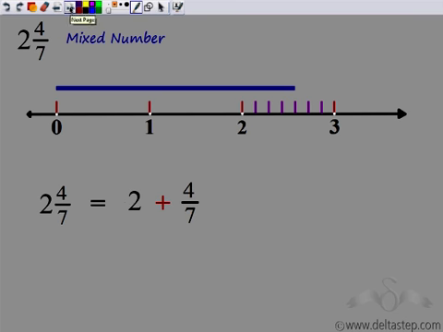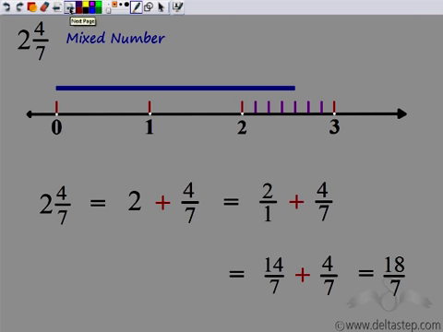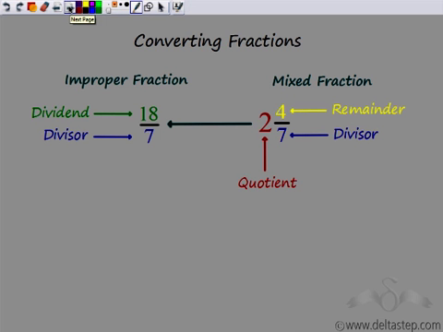You can add these two numbers. You can write 2 as 2 by 1 plus 4 by 7. Now you have two rational numbers and you know how to add these rational numbers. Taking the LCM, making the denominators the same, you can add these two numbers, which gives me 18 by 7, the improper fraction. So that's how you can convert a mixed number to an improper fraction. If I look at the fraction as a division of two numbers, then this is the dividend, this is the divisor, and we had seen how to convert an improper fraction to a mixed fraction.